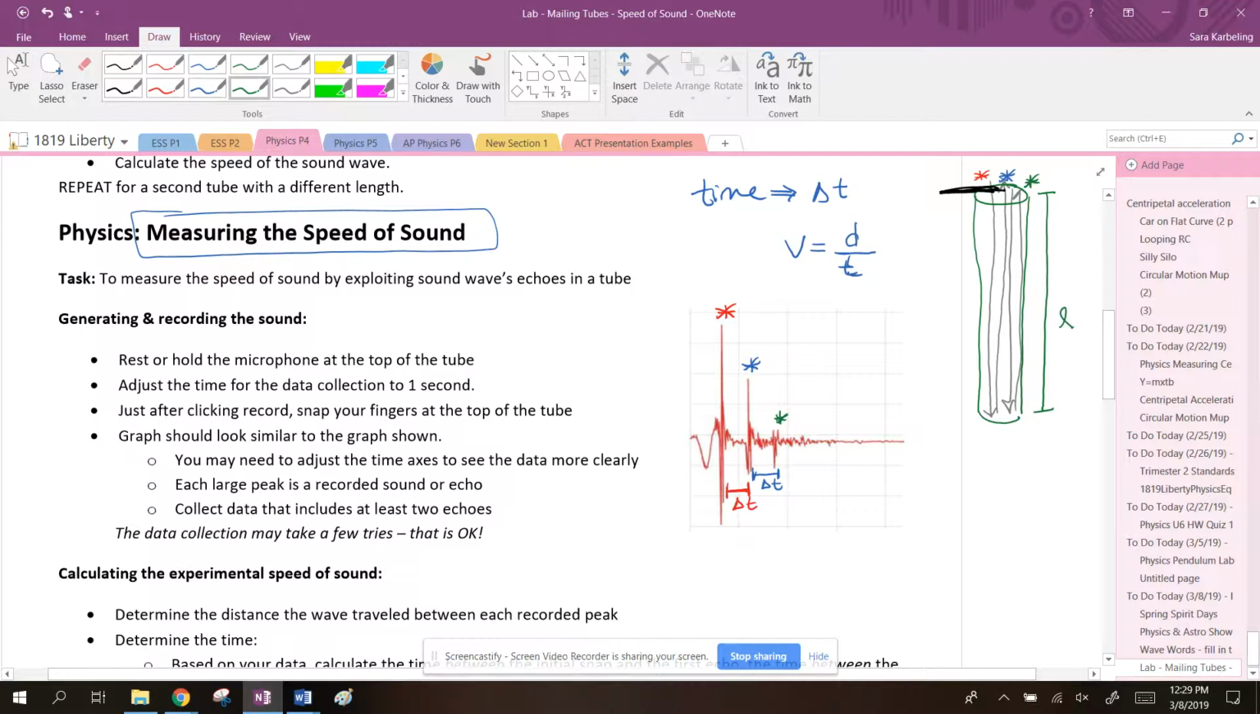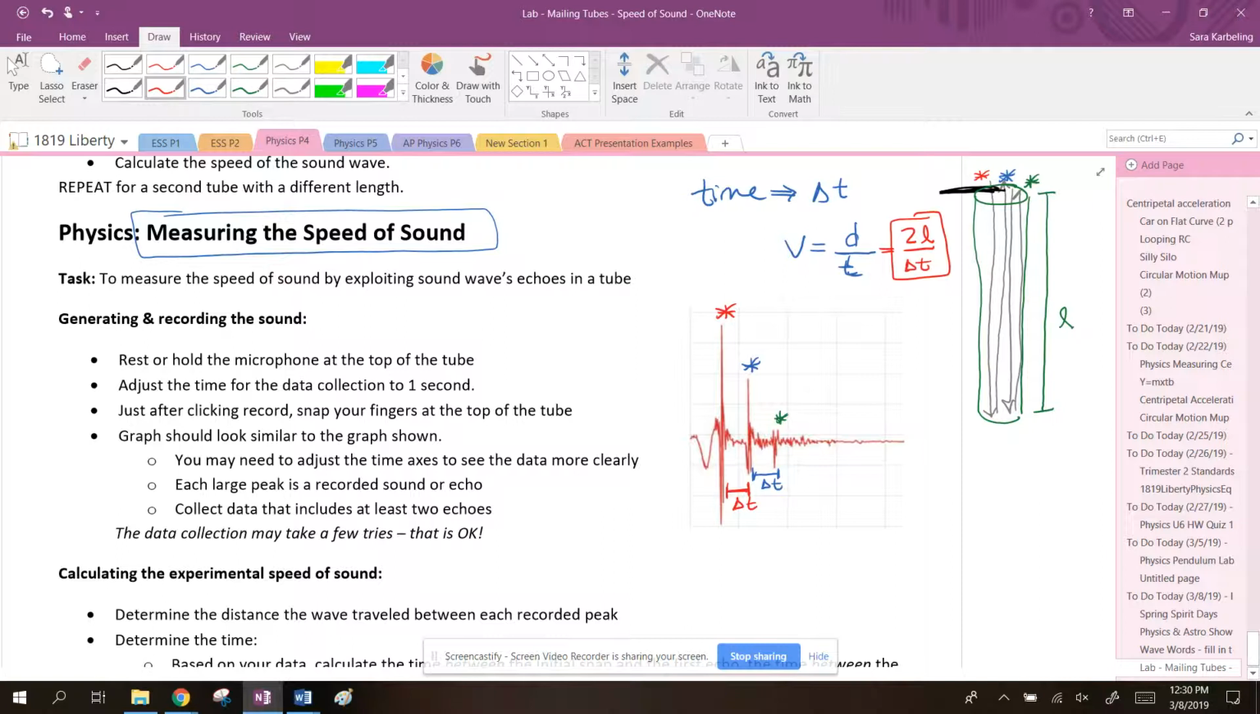Yeah. Times 2. Why times 2? Because it goes down and back up. Yeah. So the distance that it travels is actually 2 times the length. Okay, so you know that time, and you're going to do that 2L divided by that delta T. This is going to tell you the speed of sound. The speed of that wave as it travels down the tube and back up. Okay, is that making sense?